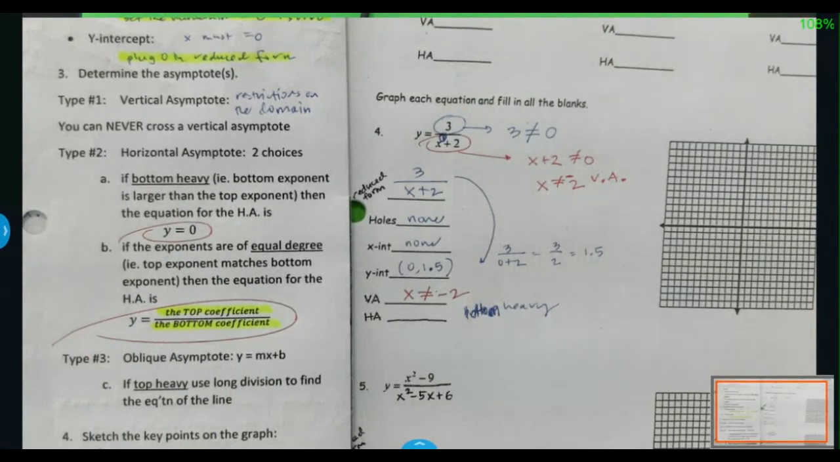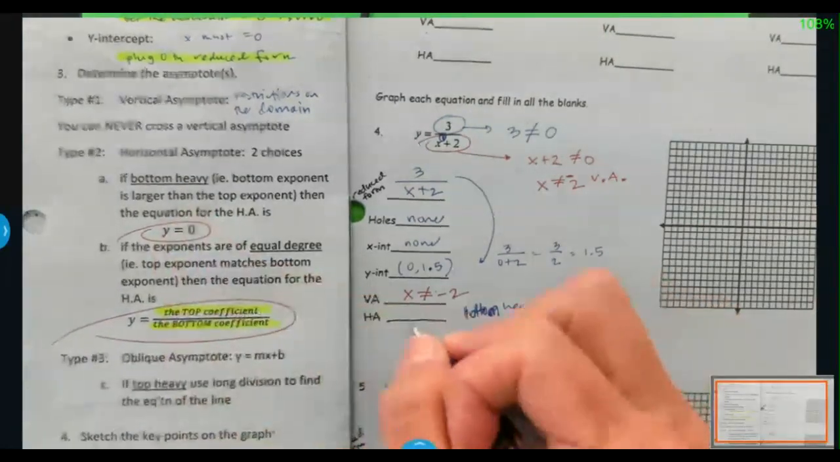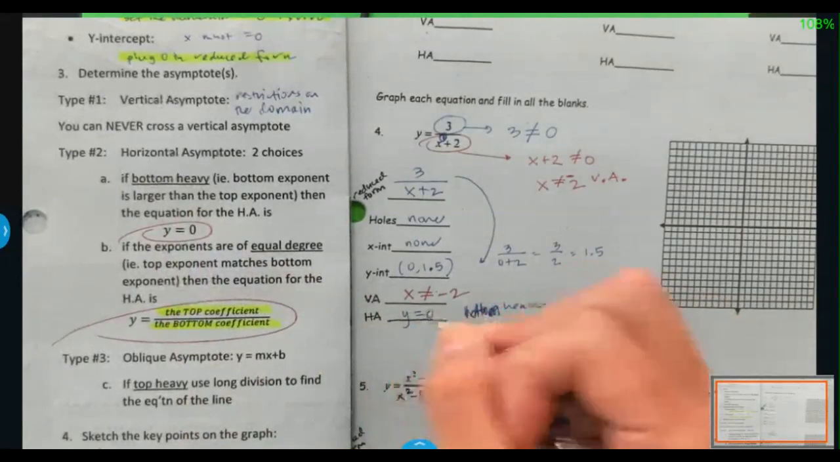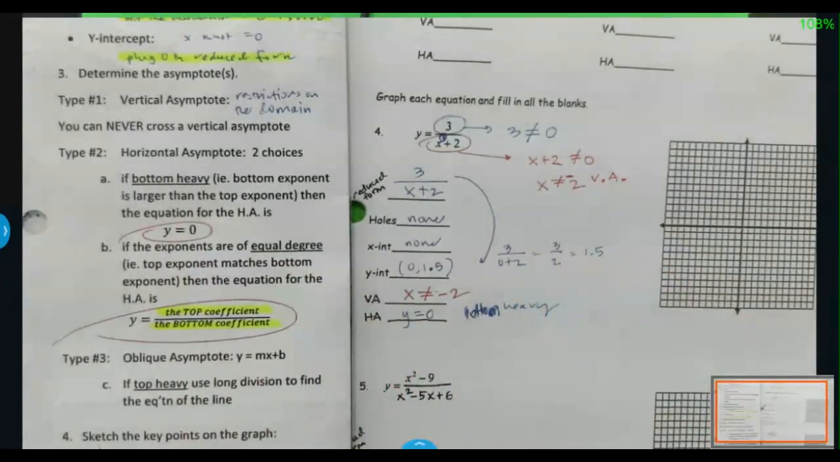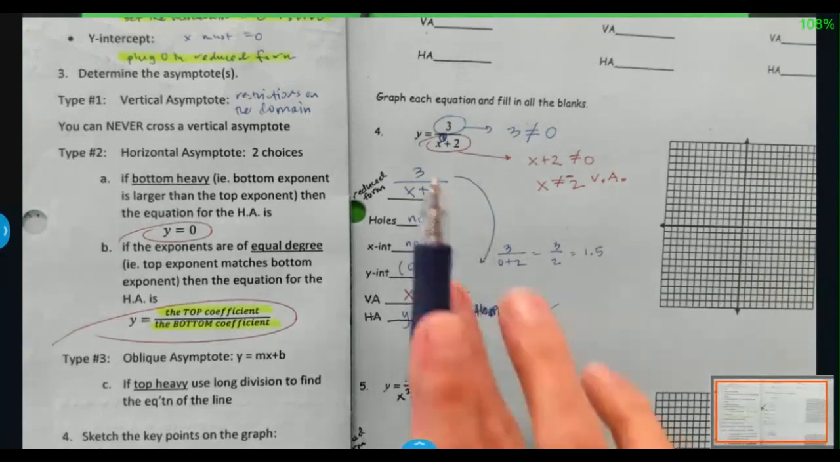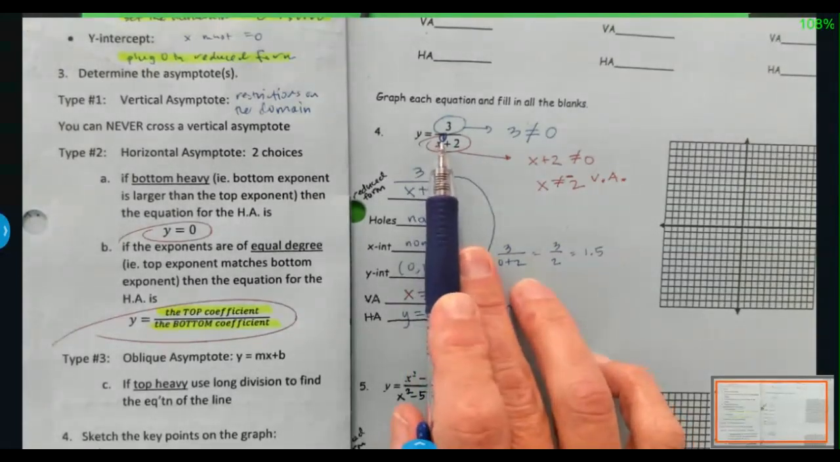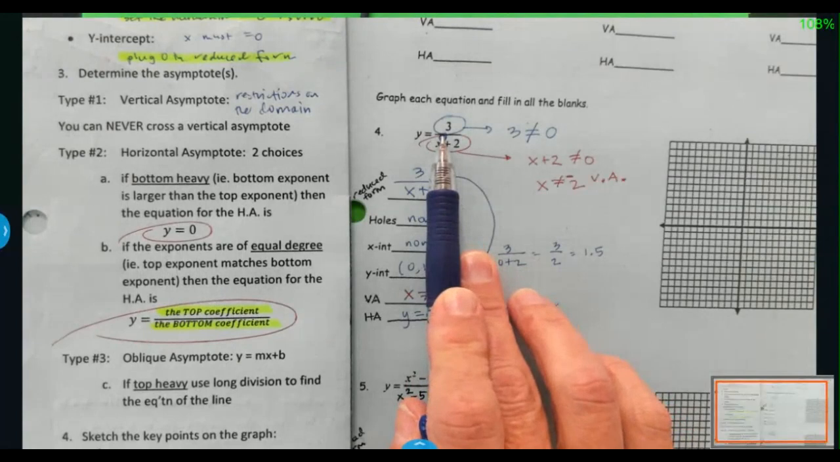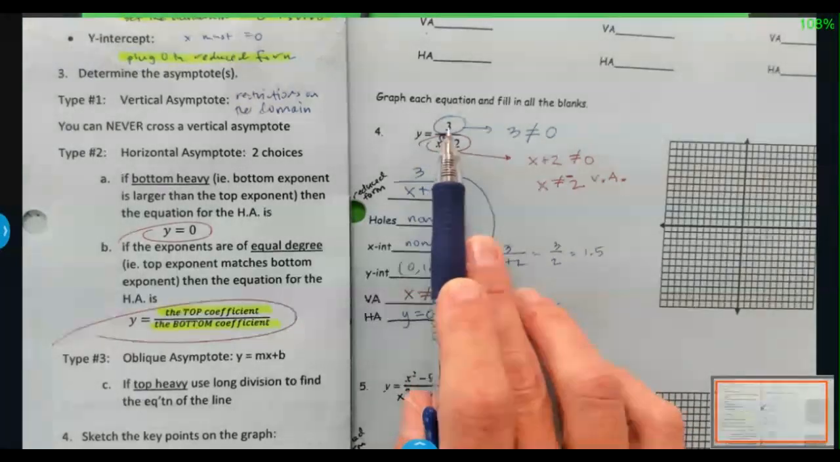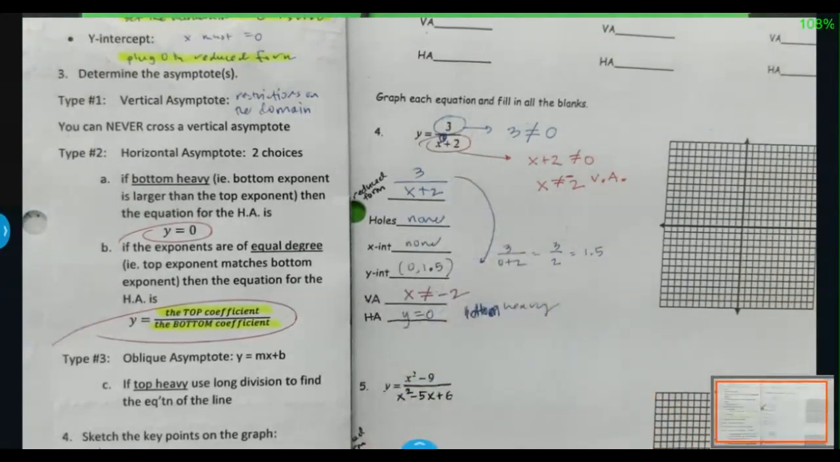If it is bottom heavy, you don't have to do any work. The asymptote is just at y equals 0. And that's it. We can graph it. That's all you need. Bottom heavy, y equals 0. Yes. Every time. Every time, if there's more x's on the bottom. Now, what you're looking at is the exponents. So having one x is bottom heavy compared to having no x's on the top.